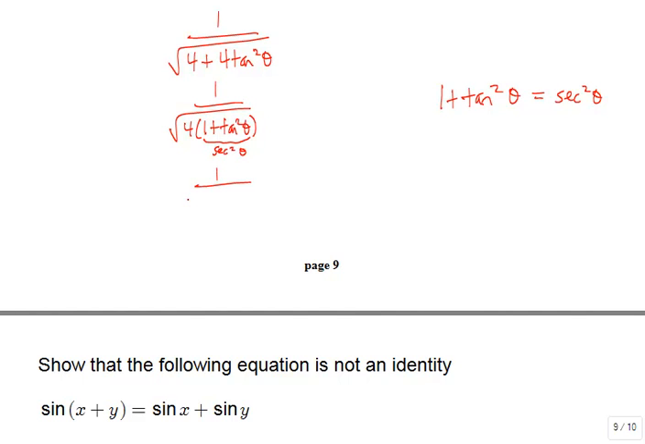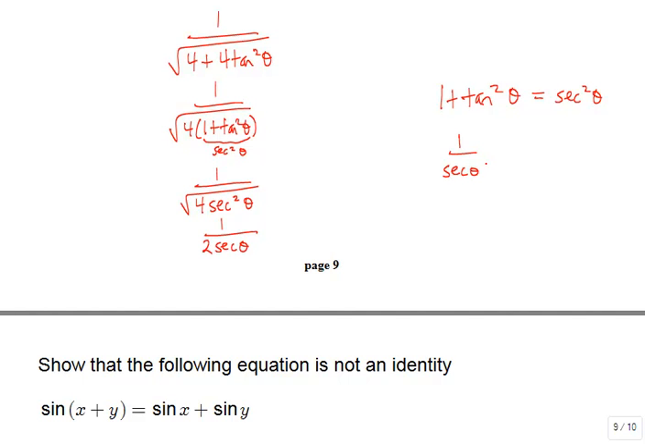So this becomes 1 over square root of 4 secant squared theta. And that's good because that's a perfect square, so is the 4, so we can simplify this into a 1 over 2 secant theta. And finally, if secant theta is in the bottom, what does that turn into?